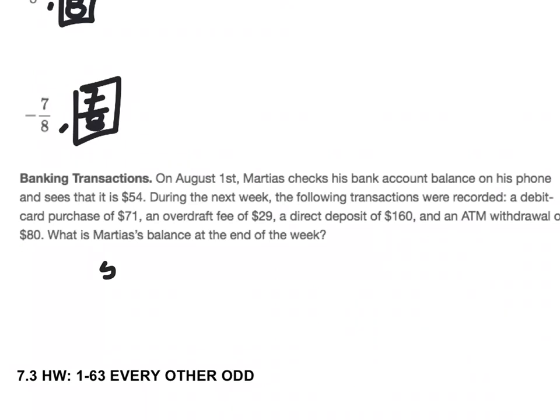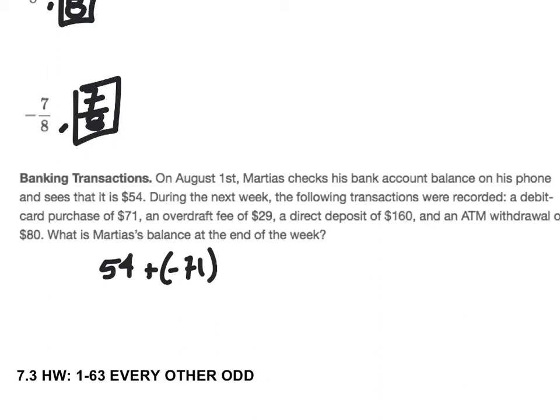So I'm going to take 54, and during the next week, a debit card purchase of $71. What happens when you spend money? The amount of money in your bank account goes down. So I need to add a negative $71. You could just subtract it. And then what's going to happen is that you're going to have an overdraft, and then you're going to owe the bank money.